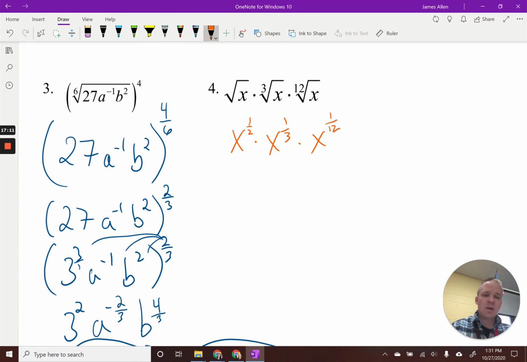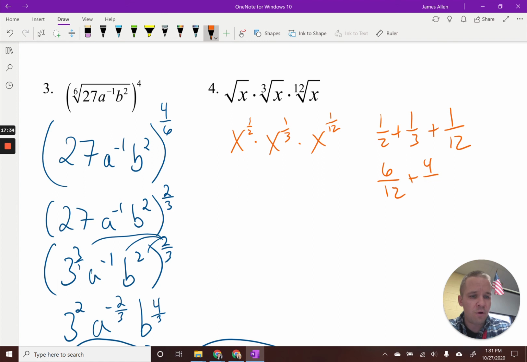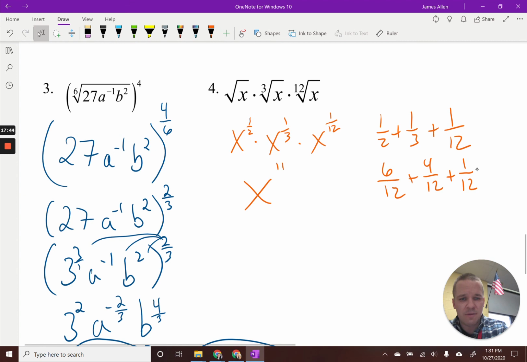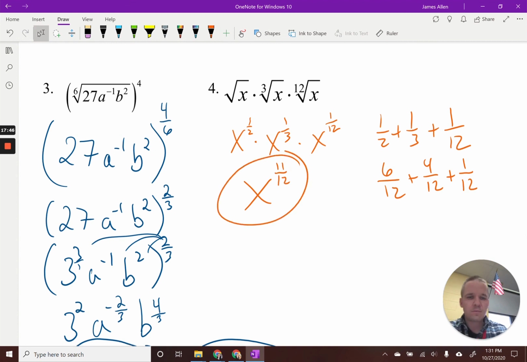Well, if I multiply like bases, what do I do with my exponents? These fractions are freaking me out. Oh, wait, I do know what to do. I need to add all my exponents. So a little sidebar: 1/2 plus 1/3 plus 1/12. Now I'm going to get a common denominator. 1/2 is 6 over 12. 1/3 is 4 over 12. And then I'll leave the 1/12. Now I have 6 plus 4 is 10, plus 1 is 11. I get x to the 11 over 12.